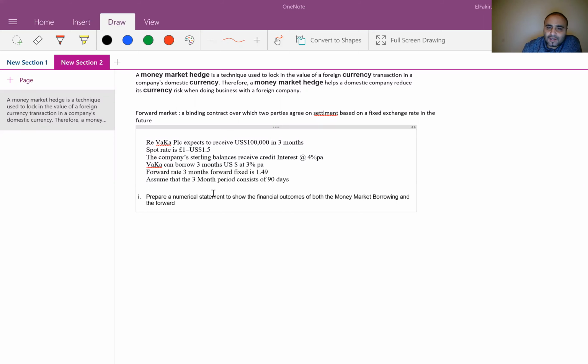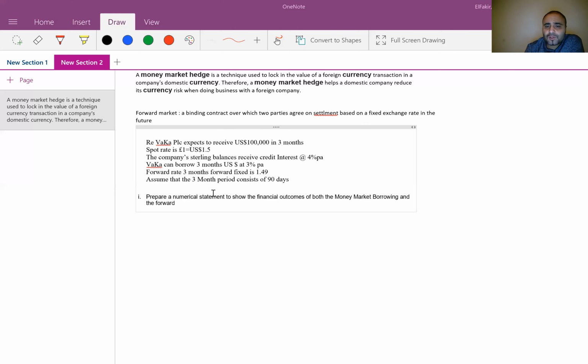To best understand these two concepts, let us have the following example. We have a company which is expecting to receive 100,000 in 3 months. The spot rate at the moment is £1 to $1.5. The company's sterling balance receives a credit interest of 4%, and the company can borrow 3 months US dollars at 3%, and the forward rate in 3 months time is fixed at 1.49, and the assumption is that 3 months time is around 90 days.